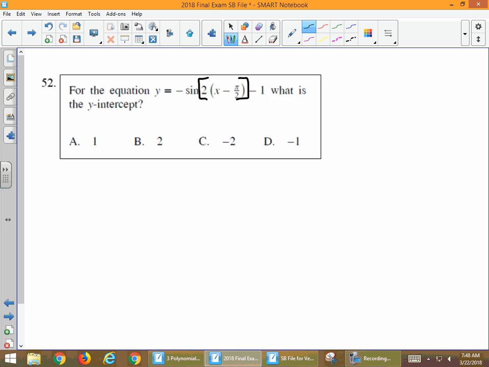If you liked the rule that the phase shift is c over b, you need to multiply that 2 back in. So it'd be 2x, and then 2 times pi over 2 is pi. And you could do c over b. C over b then is pi over 2.